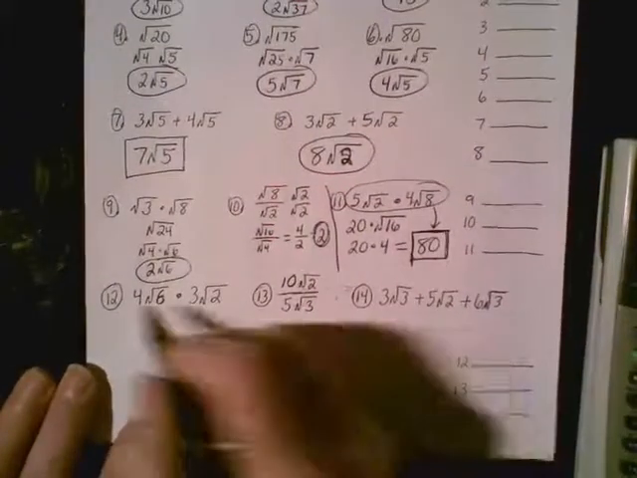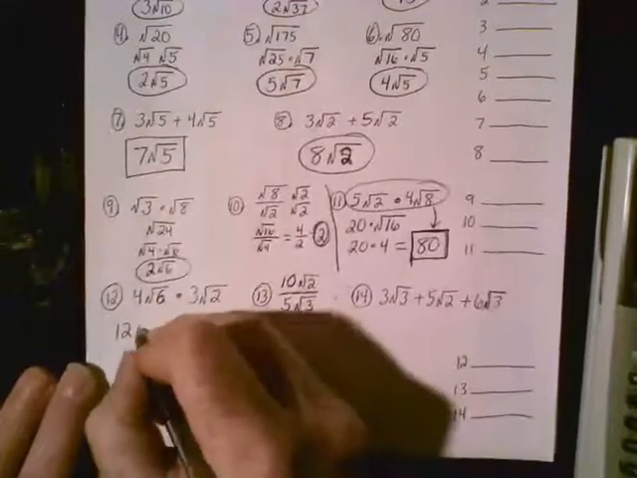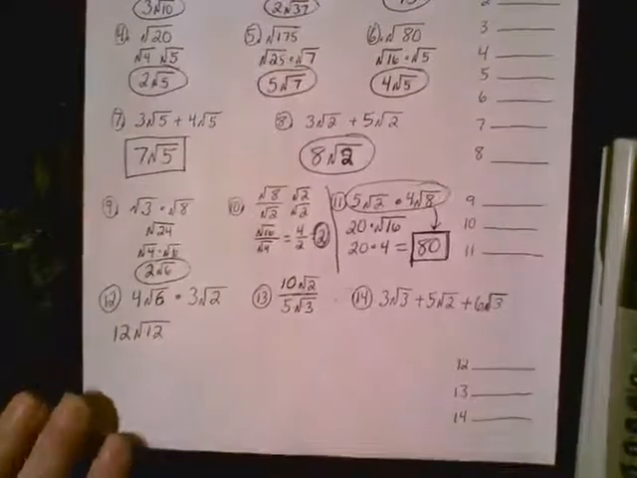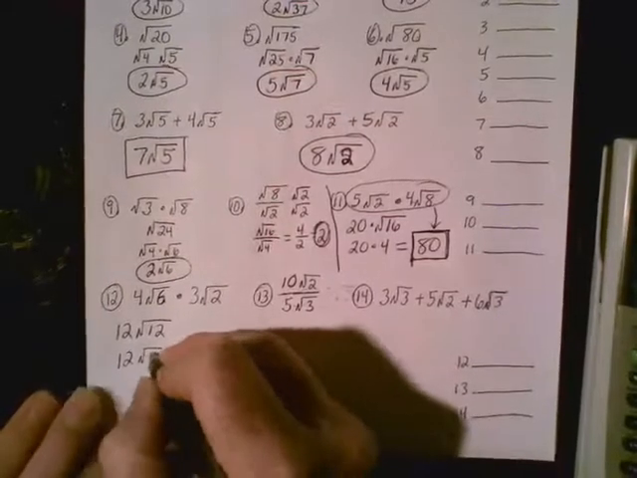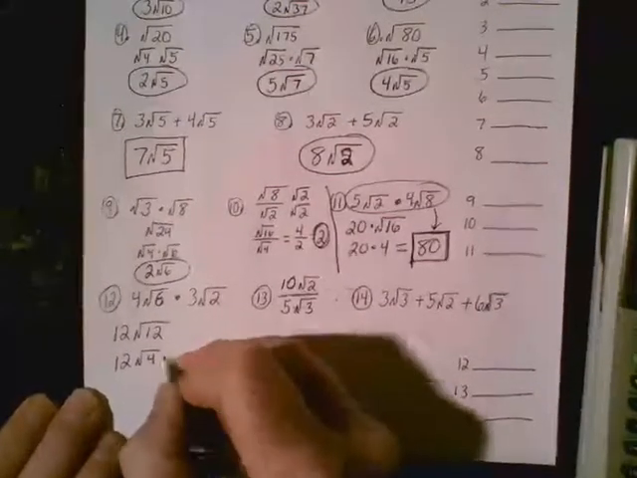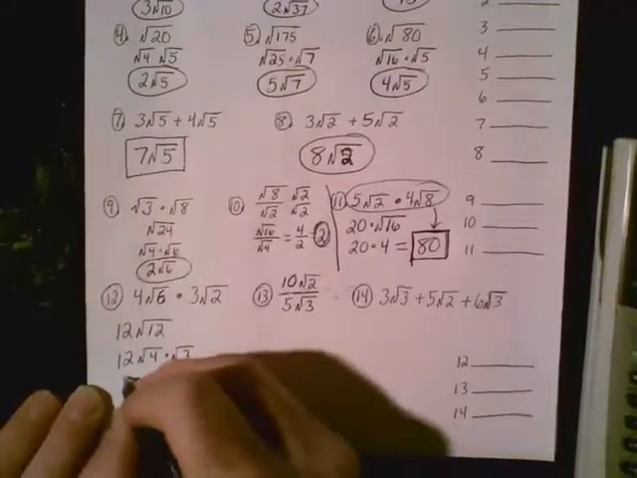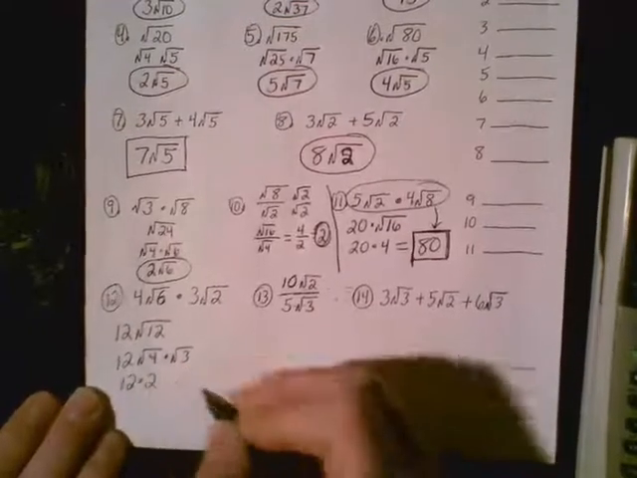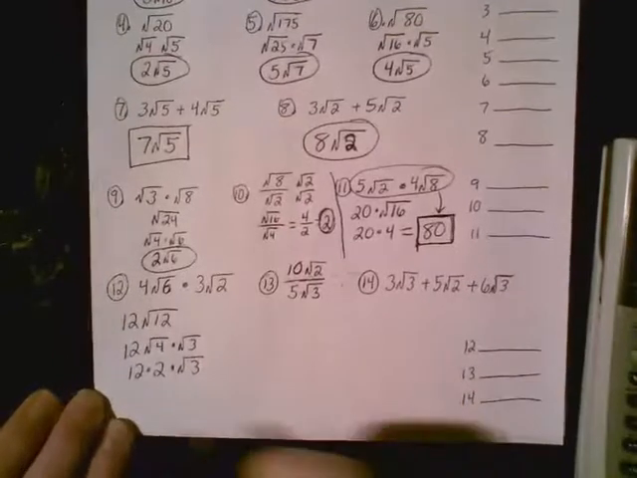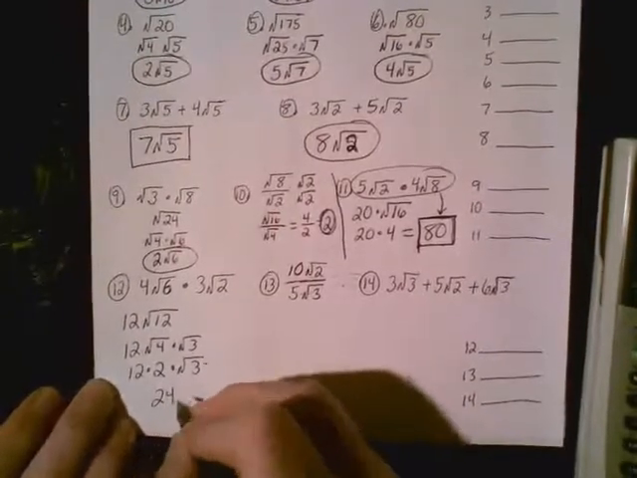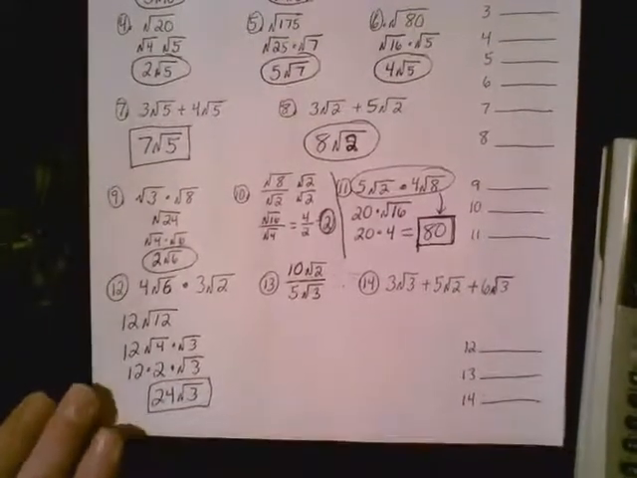Next one, we multiply the numbers out front. That's 12. Numbers inside, 6 times 2 is 12. We can simplify this radical 12. 4 is a perfect square number. It'll divide evenly into 12. So square root of 4 times square root of 3. Square root of 4 is 2. So that's going to come out of the radical. And we still got times the square root of 3. 12 times 2 is 24. So we end up with 24 times the square root of 3.